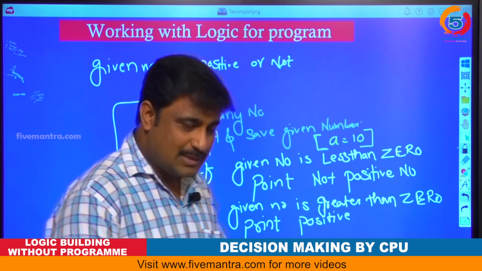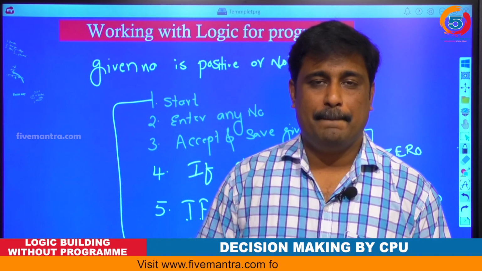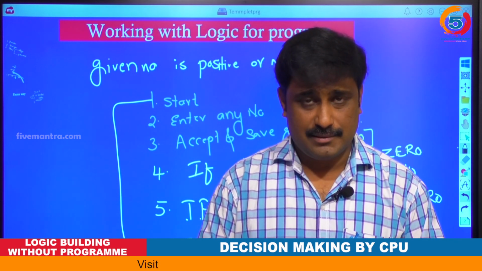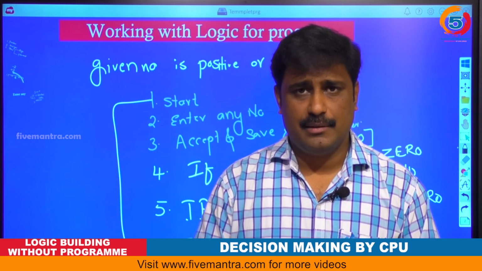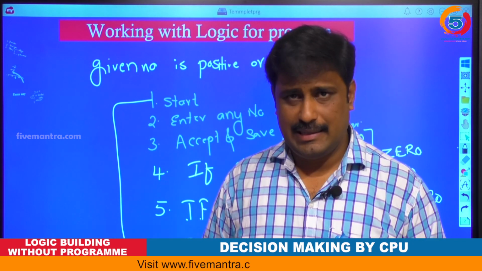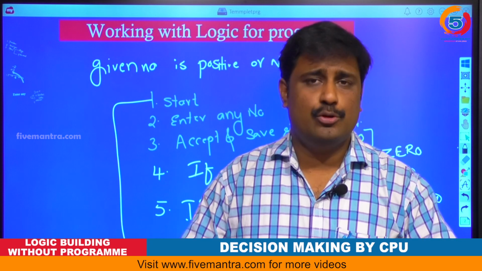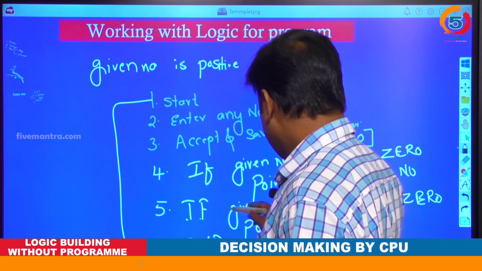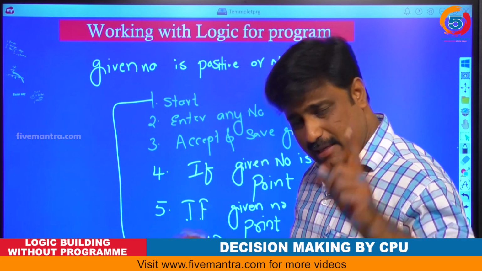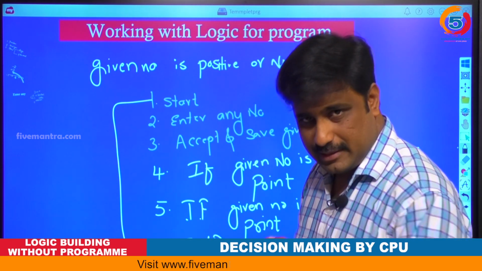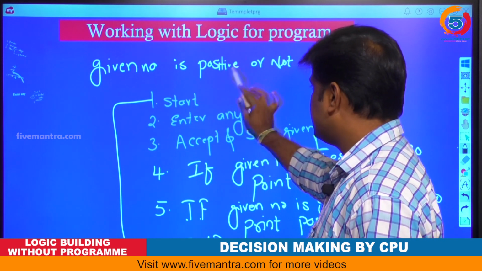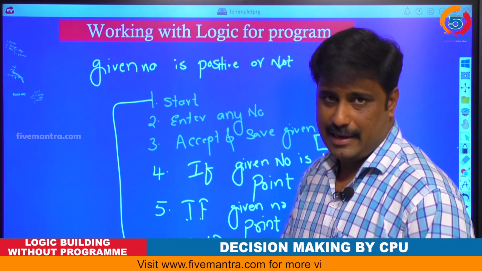Now you can ask one thing: if it is not, I only need a positive number, that's it. If it is a positive number, then only I'll get it. Otherwise I don't want anything, means just remove this one. The fourth step is not enough, because the algorithm will be defined based on your requirement. Here I need to know whether the given number is positive or not.